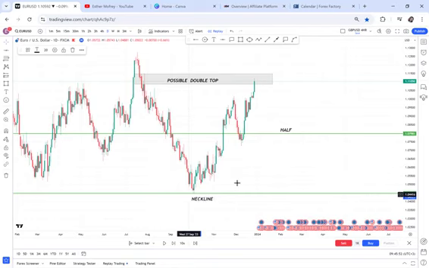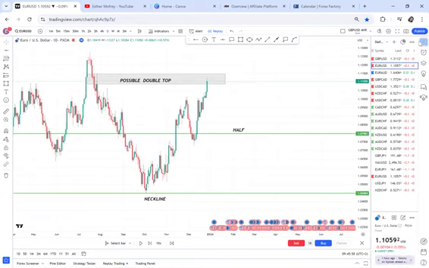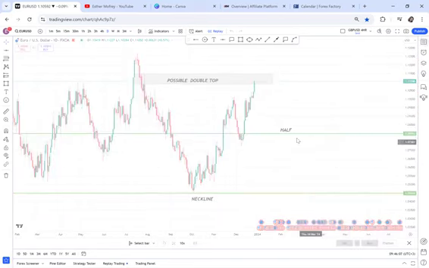Can you see our neckline, guys? We have our half very settled, and then we have our neckline. And after our neckline, we have a structure that now we can use the pattern.